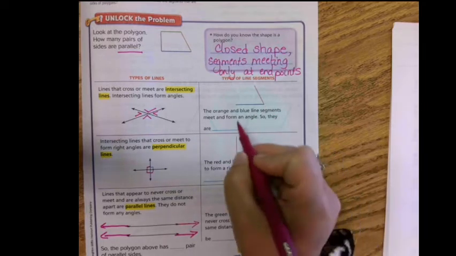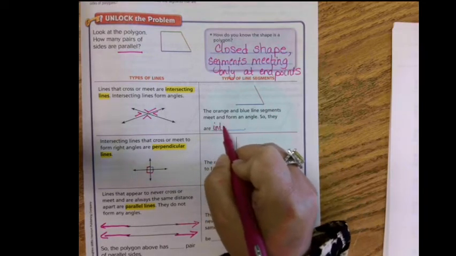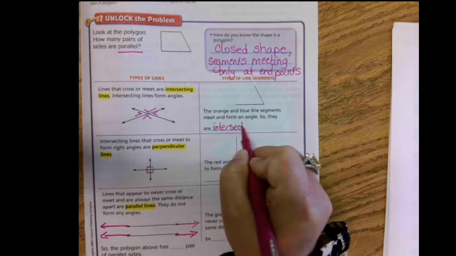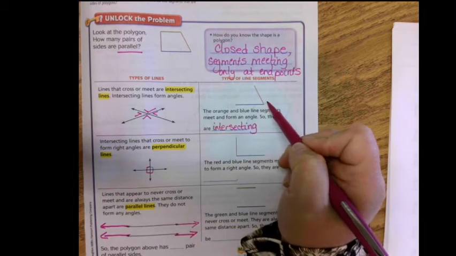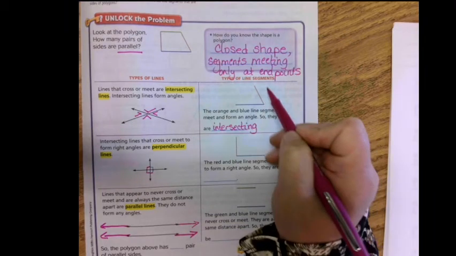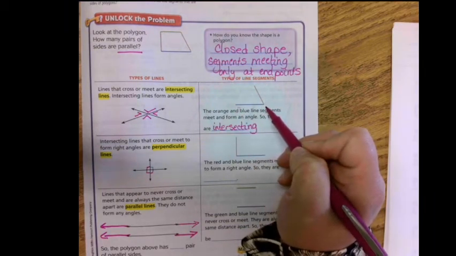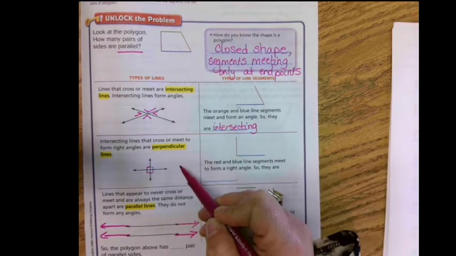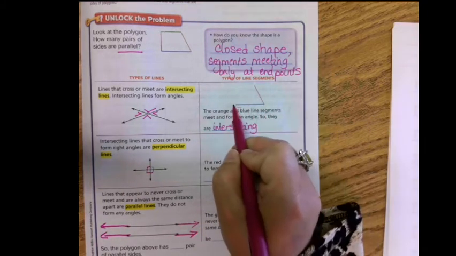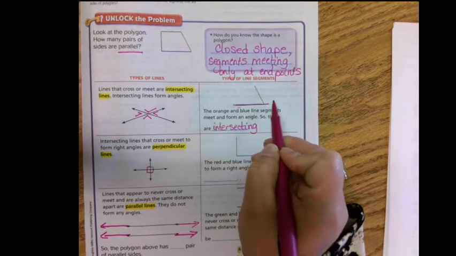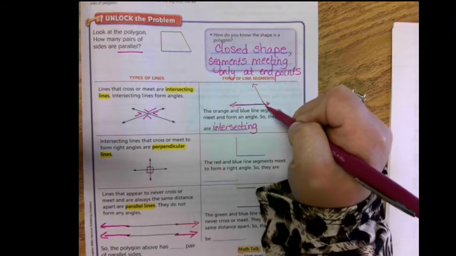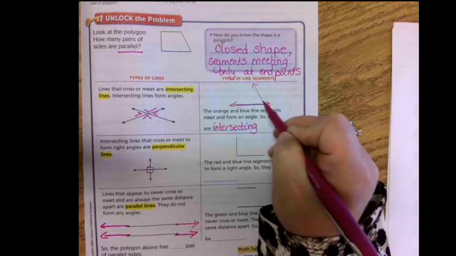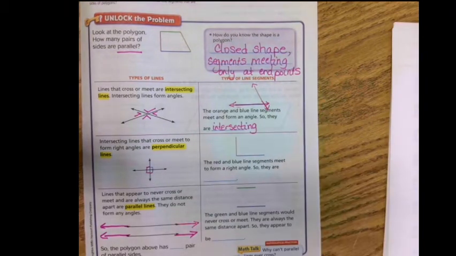These are going to be called intersecting. Do you know why? These are going to be called intersecting because this is not a right angle. This did not make a perfect L shape. So it cannot be perpendicular, but they are going to cross. If this kept going this way and this kept going this way, then look, I have intersecting lines, okay?